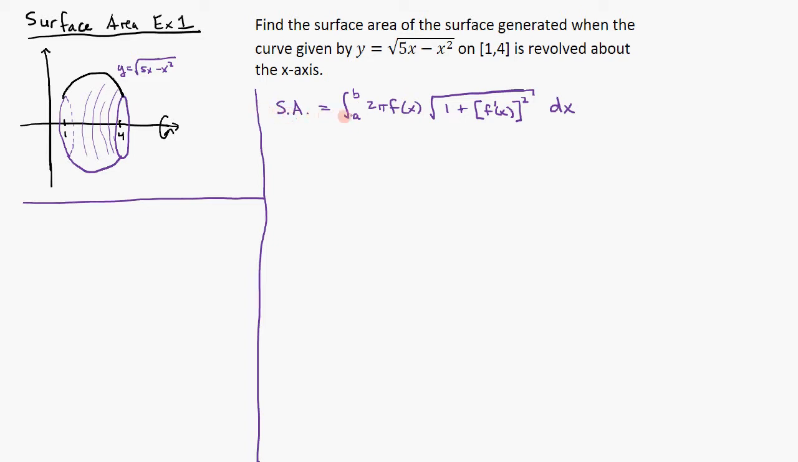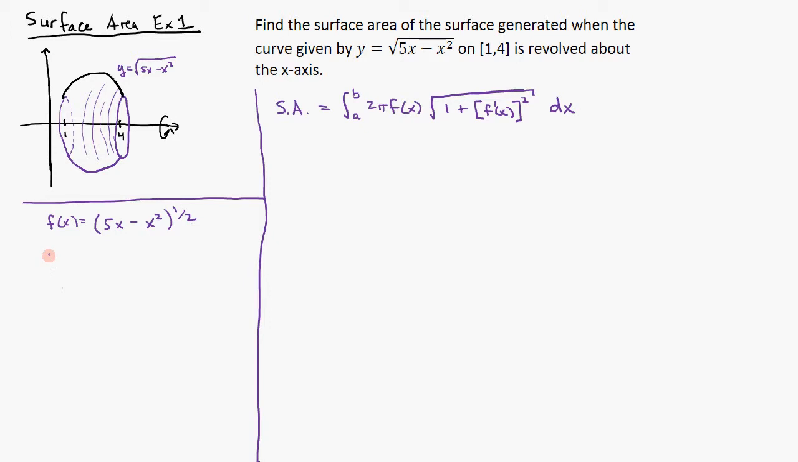So the surface area formula is given here: the integral from a to b of 2 pi times f of x times the square root of 1 plus the quantity f prime of x squared. To be able to set up the integral, we first need to take our given function and compute the derivative to plug it in here. So let's take our function. f of x is equal to, let's rewrite it using fractional exponents, in the form 5x minus x squared to the 1/2.